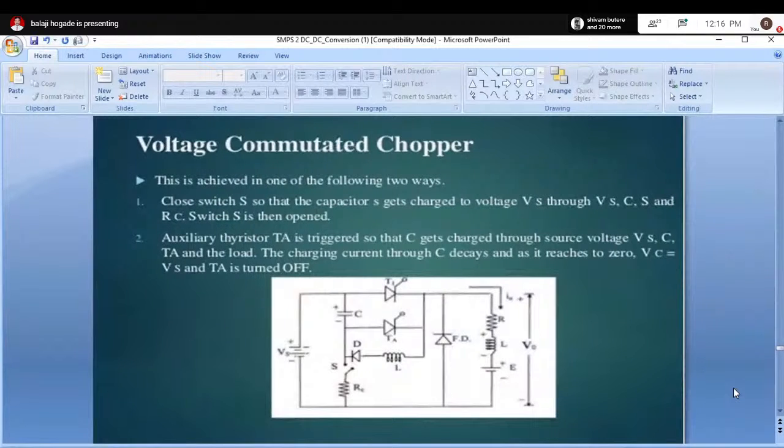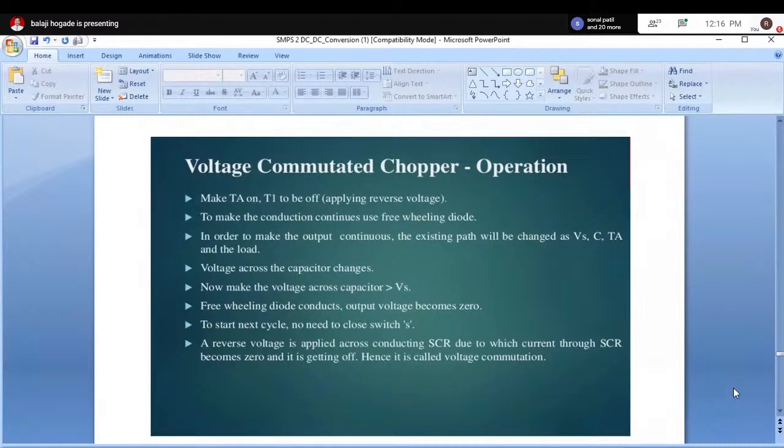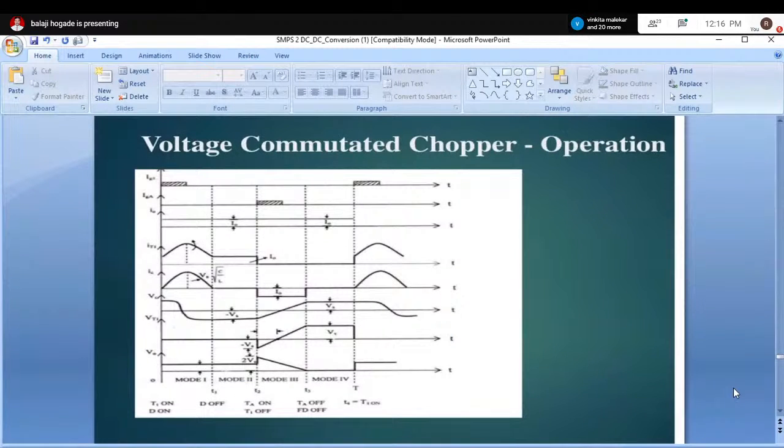Its circuit diagram, working principle, design of the components L and C, how to find out the values of L and C, or how to design the commutation circuit for voltage commutation. Its waveforms at different time intervals by applying the gate pulses to thyristor 1 and the auxiliary thyristor. What is the current flowing through the thyristor? What is the nature of the capacitor voltage? What is the nature of the voltage across the thyristor, and what is the nature of the load voltage?